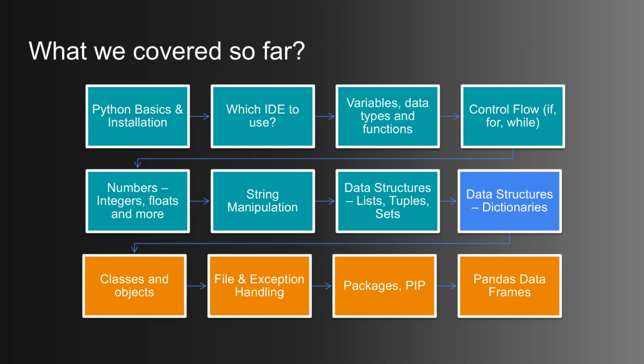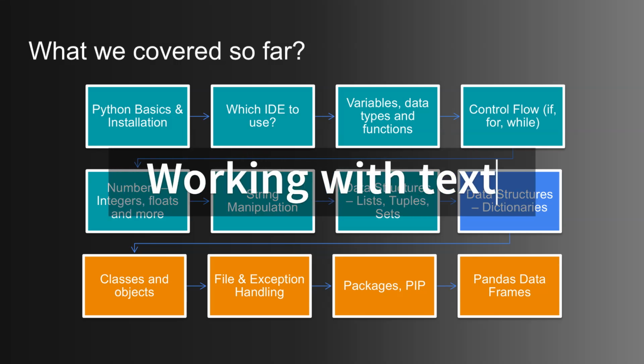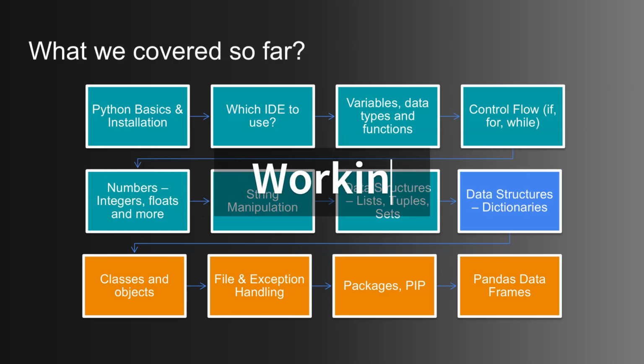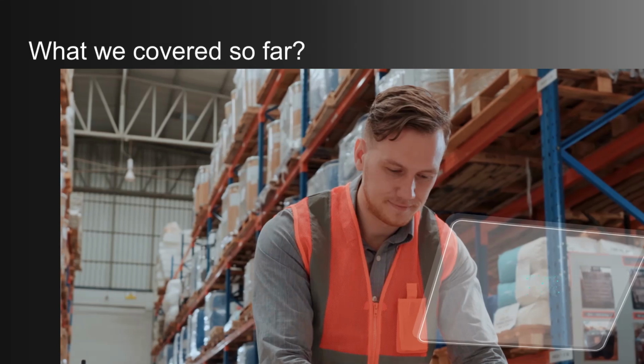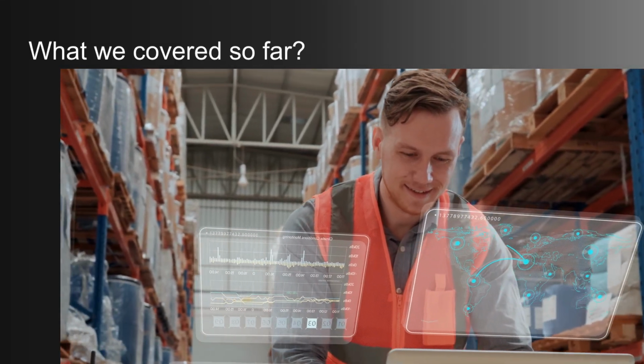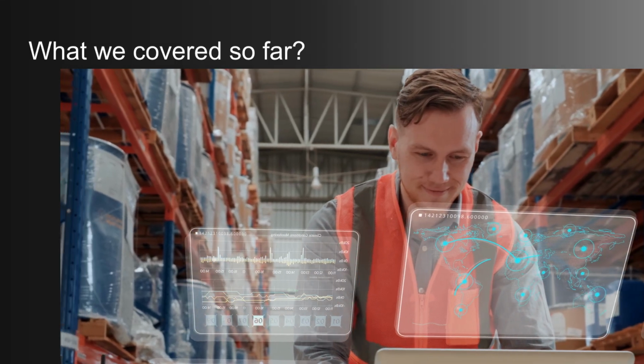We also explored how Python handles different types of numbers, from whole numbers, integers, to decimal values or floats. Then, we dived into working with text data, covering string methods, slicing, formatting, and manipulation techniques that help us handle textual information effectively. In our last session, we introduced Python's built-in data structures. We learned about lists for ordered collections, tuples for immutable sequences, and sets for unique elements.